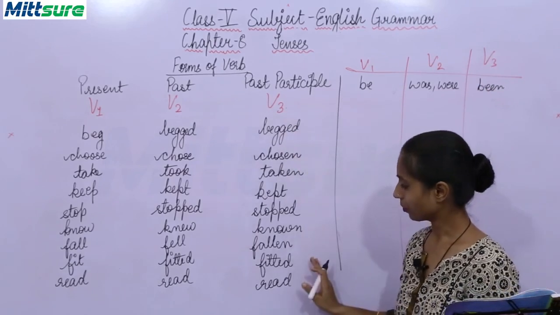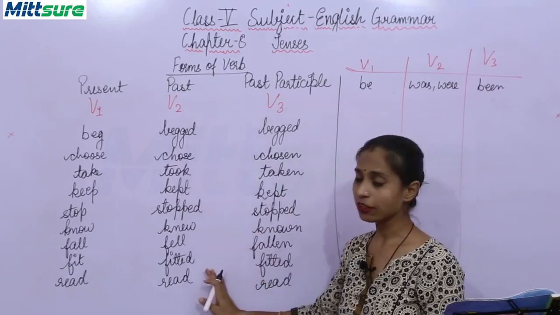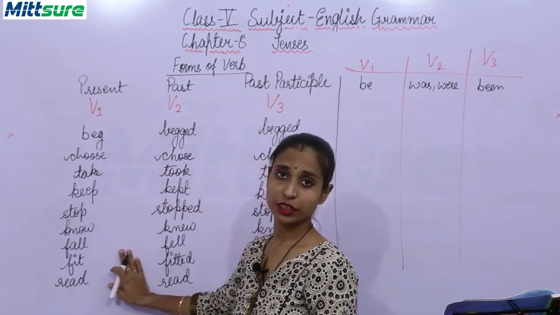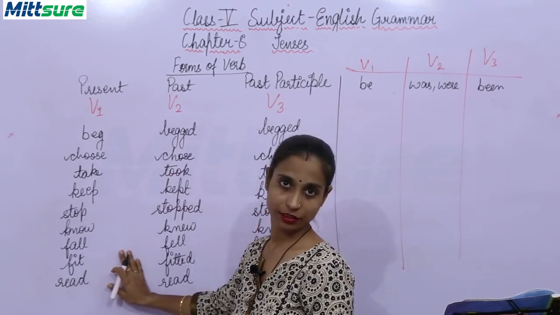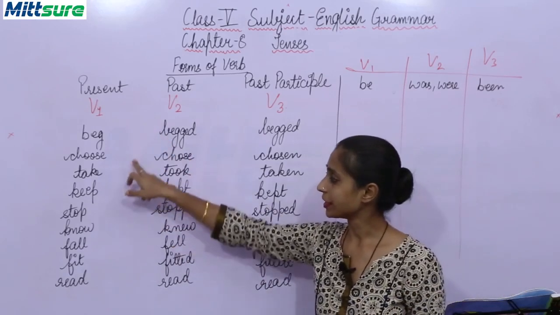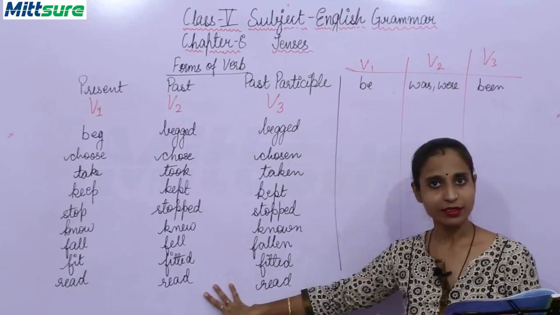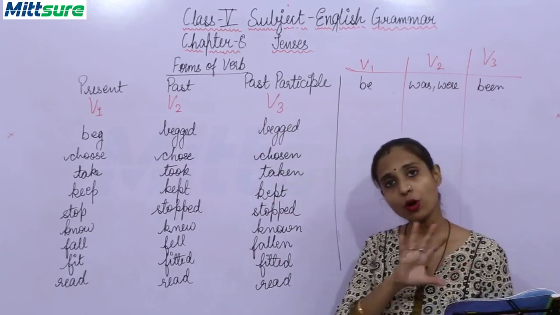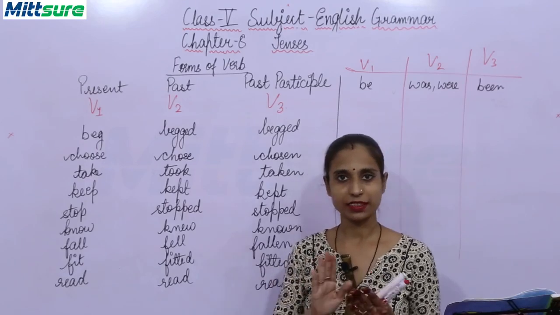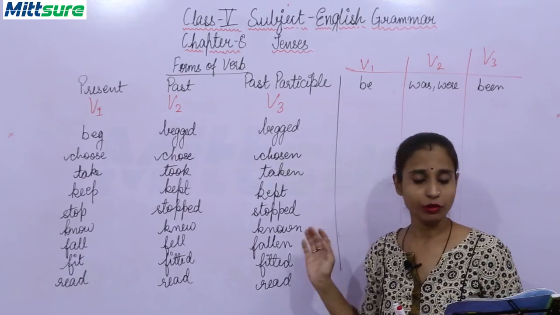Remember, the verb third form is used in perfect tenses. Verb second form is used in simple past tense. Verb first form is used in simple present and simple future tenses. So, remember where to use these. And verb third form is used in all the perfect tenses: present perfect tense, past perfect tense, future perfect tense. All right.